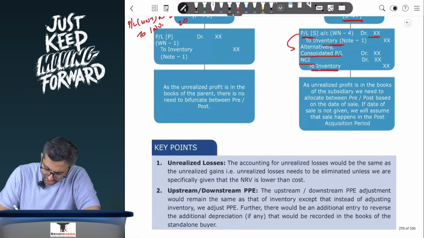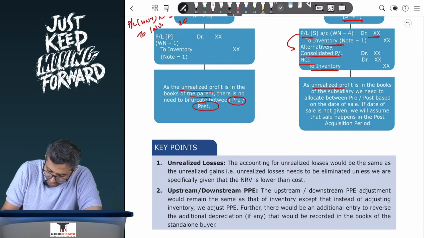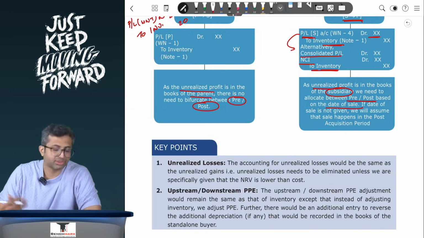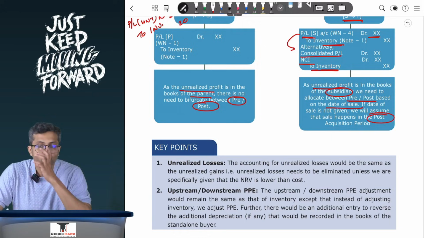So we have just clarified, if unrealized profit is in the books of the parent, you don't need to bifurcate between pre and post, but if it is in the books of the subsidiary, we need to allocate between pre and post based on the date of sale. If the date of sale is not given, we assume it is post, in line with the ICAI solutions.